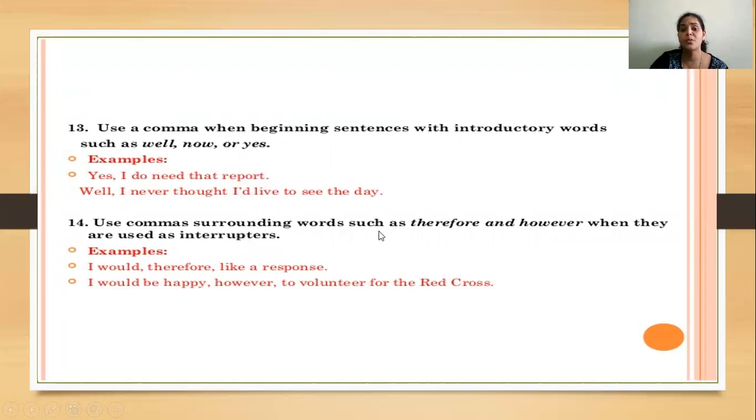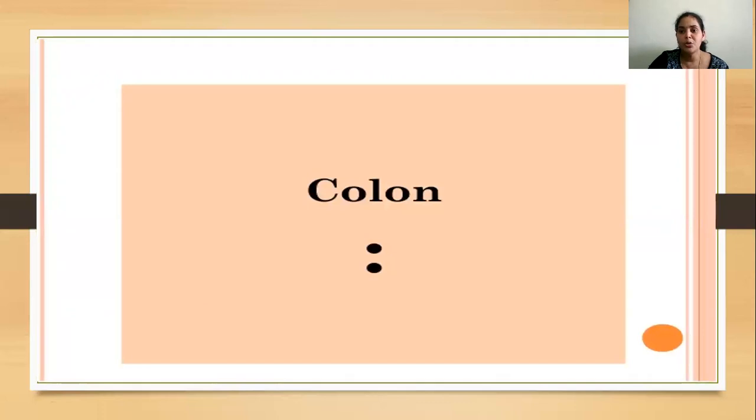Use commas surrounding words such as therefore, however, when they are used as interrupters. So this is also a rule which you have to remember. I would, therefore, like a response. I would be happy, however, to volunteer for the Red Cross. For such words, therefore and however, you need to use commas because they are used as interrupters. Okay. Quickly we'll move on to the colon.